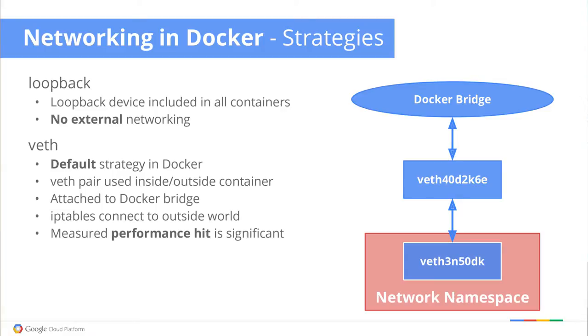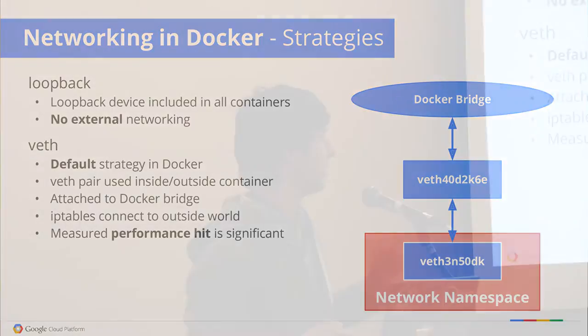The next one is the VF strategy. So this is actually the most popular, given that it is the default strategy. So this is what most Docker containers use today, with a few exceptions. And generally what it does is what we'll see on the right side of the screen, where we create a VF pair. We put one end of the pipe inside the container, the other end outside of the namespaces, and we hook it up to the Docker bridge. And this bridge is itself connected to ES0 or wherever you're getting your networking from. And we'll talk a little bit more about what those things do.